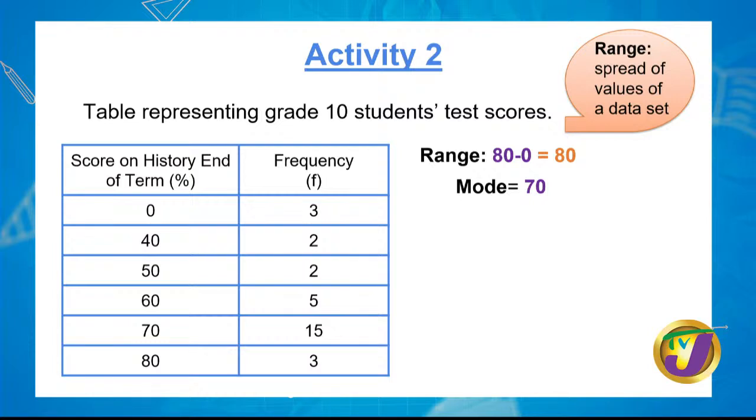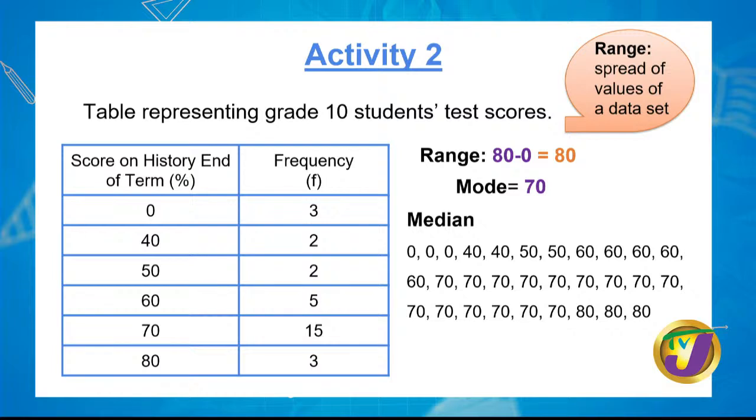Then we'd want to look at also the median. There is one way for us to look at it, in the way we did before: listing out all the data values in ascending order, from smallest to highest, and we're trying to find which one falls in the middle of the distribution.